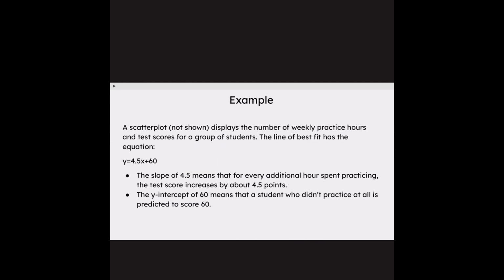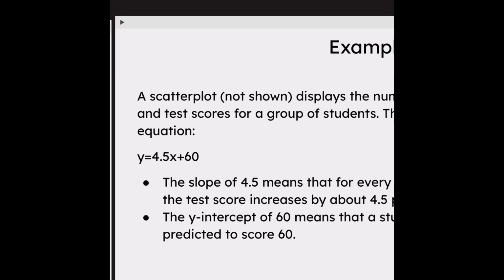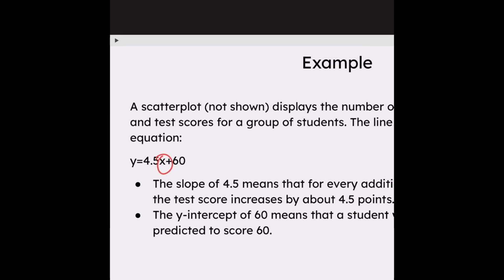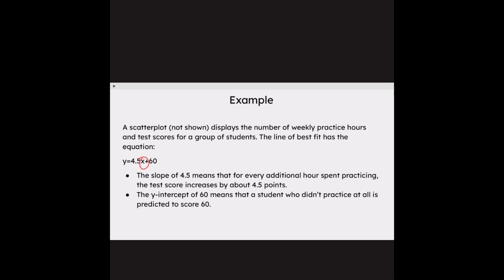So for example, a scatter plot which is not shown displays the number of weekly practice hours and test scores for a group of students. The line of best fit has the equation y = 4.5x + 60. So we would say that the slope of 4.5 means that for every additional hour spent practicing, the test score increases by about 4.5 points. Remember, x represents the number of hours studied, so every time the number of hours studied goes up by 1, the score increases on average by 4.5. And the y-intercept of 60 means that a student who doesn't study at all is predicted to have a score of 60.